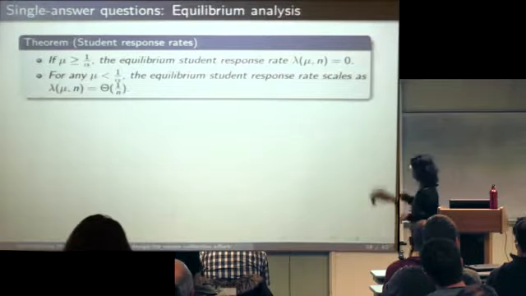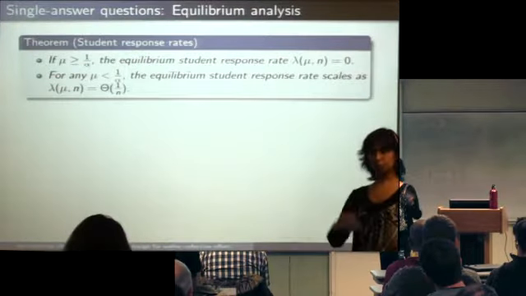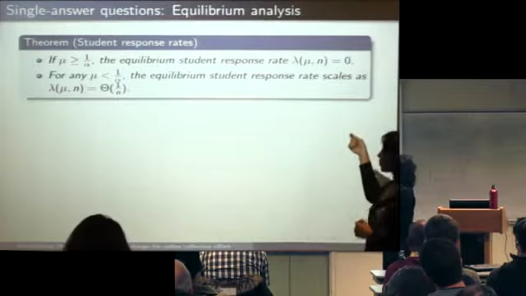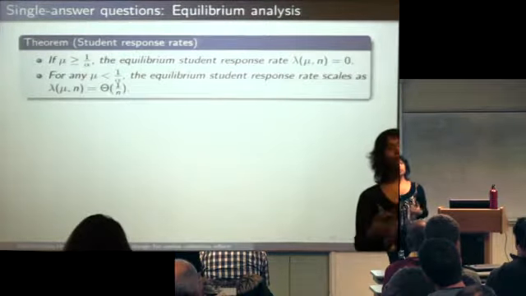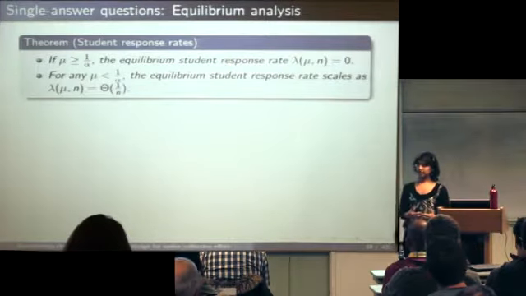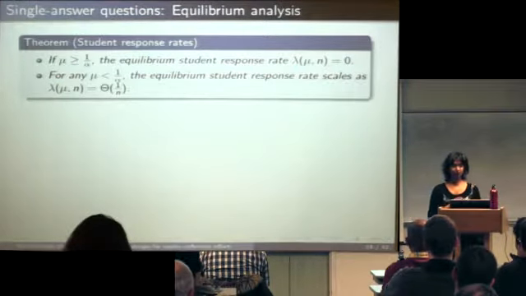What's interesting is that for any choice of the instructor's rate at which the students are choosing a non-zero rate, the equilibrium student response rate actually scales back with the size of the class. So as you put in more and more students into the class, each of them decides to step back and do less and less. And that at first is very counterintuitive.